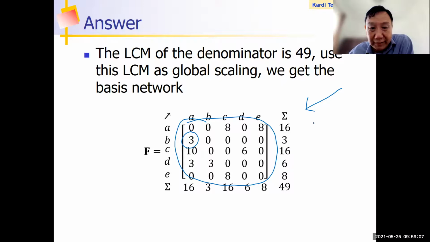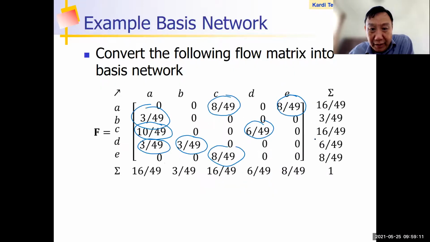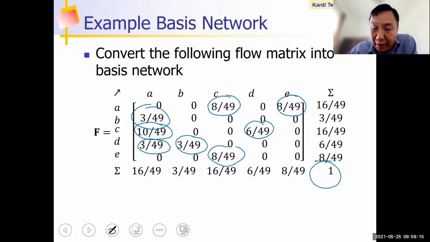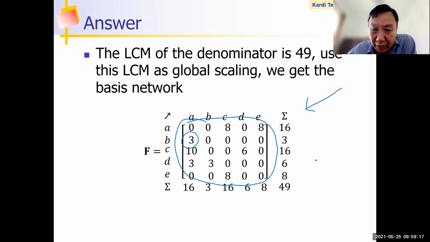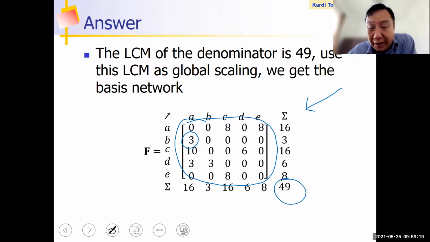Clear, yeah? So look at this. In this network, the total flow is 1. In this network, the total flow is 49. They are equivalent networks. Can you see that? Okay.